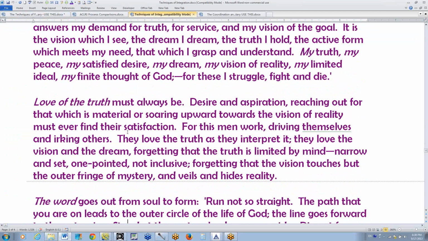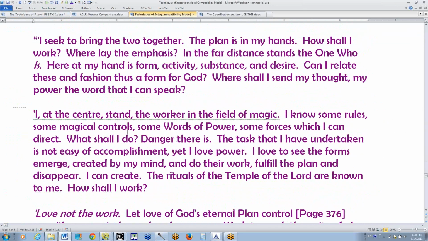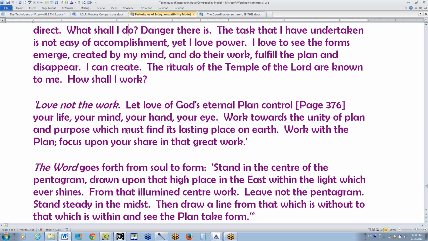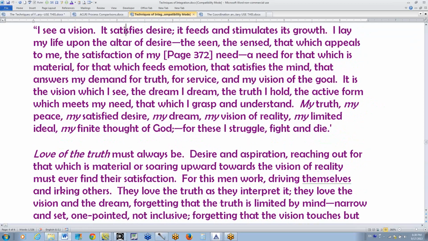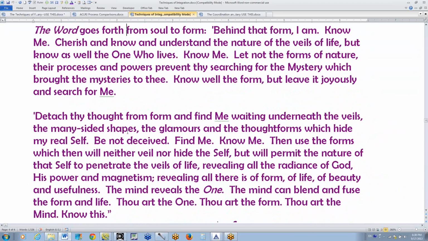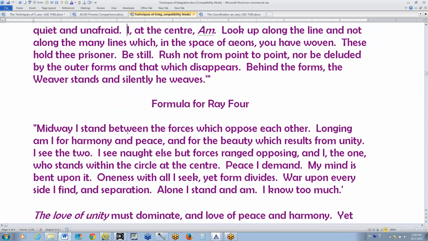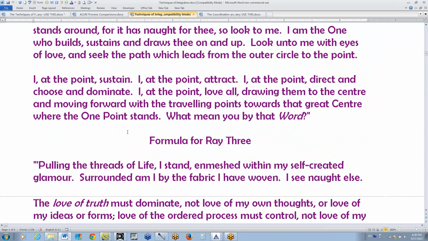Yes, and some of them, though, it's interesting. Some of them are a little bit more personal and have many admonitions, even up to the end of the stanza. And some of them deal with quite a climax, even in the technique of integration, such as the second ray technique, which suggests: I at the point sustain, I at the point attract, I at the point direct and choose and dominate, I at the point love all, drawing them to the center and moving forward with the traveling points of light towards that great center where the one point stands.